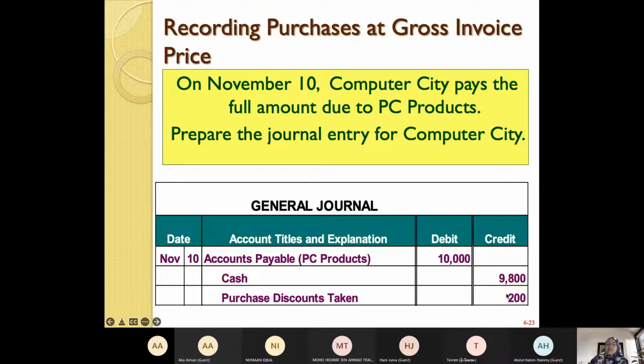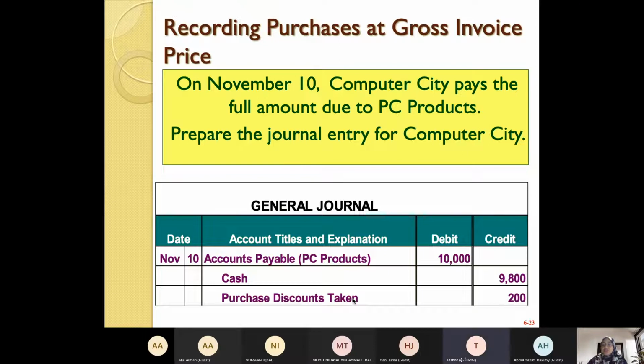So the discount here is a credit, because the discount here is kind of a revenue or income to the company. Whenever you have a discount income, there are two types of discount. One is discount revenue and the other one is discount expense. Revenue means that whenever you receive a discount, it's an income to you. So that's why it's credited. But later you see that if you give a discount, it's an expense, so you're going to debit the discount. So here, is it clear why you record 10,000 and then you only pay cash of 9,800?